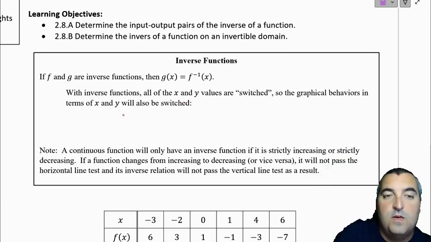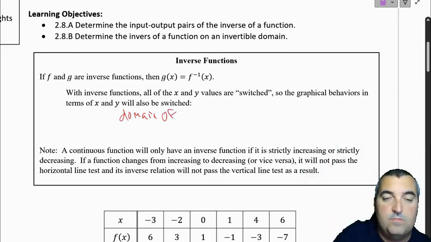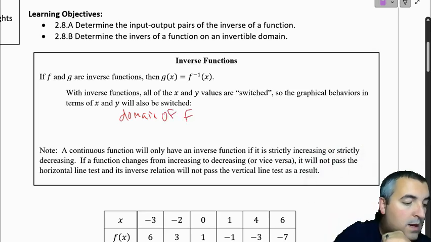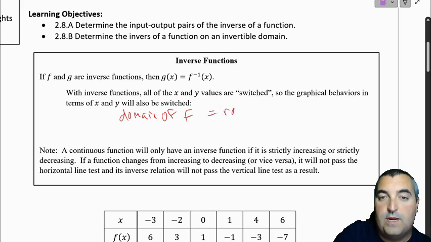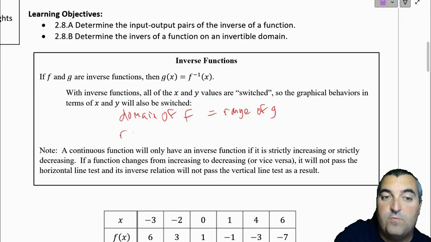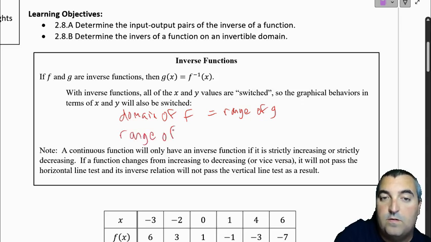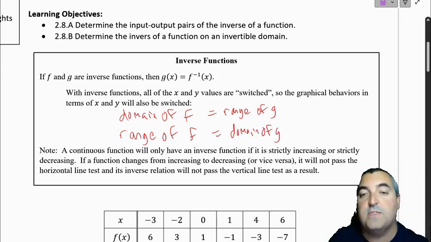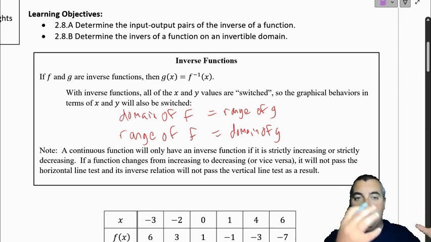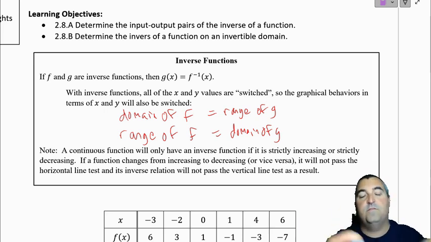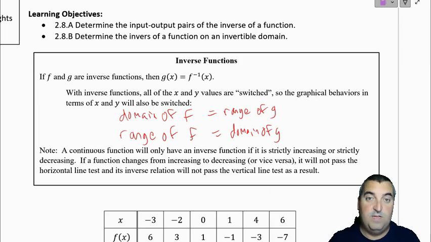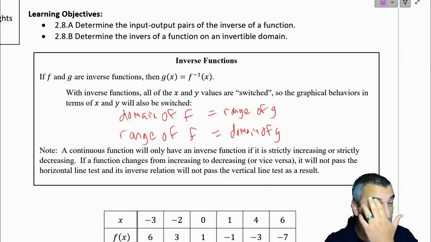In other words, the domain of f is going to equal the range of g, and the range of f is going to equal the domain of g. And that should make sense, right? If you're switching your x and y's, the x's, which we call the domain of f, would now become the range of the inverse. And then the range would become the domain, okay?